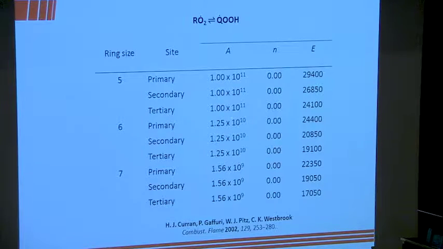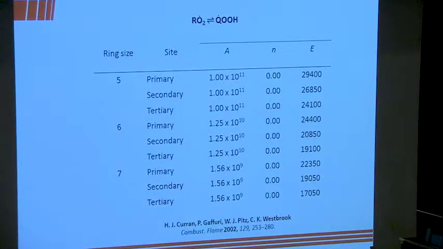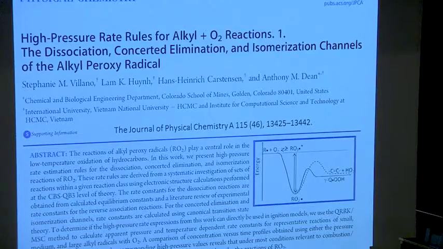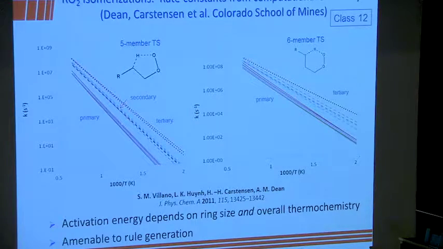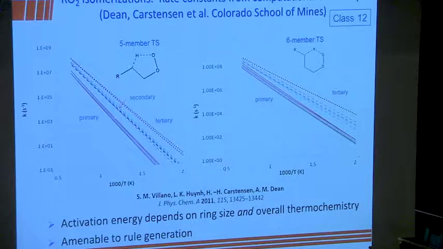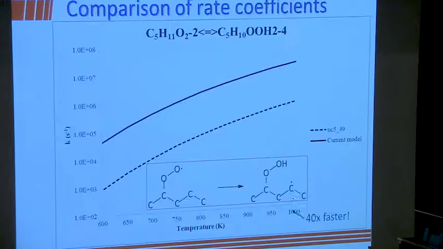Okay, how the frequency factor decreases by an order of magnitude as you tie up the rotor, and then the activation energies change because of the ring strain. Of course, Stephanie Villano did these calculations. I went through this yesterday, and she has the correlations again. So we can now have rate rules for the 5, 6-membered ring, primary, secondary, and tertiary hydrogen atom abstraction, with modern rate constants included there.